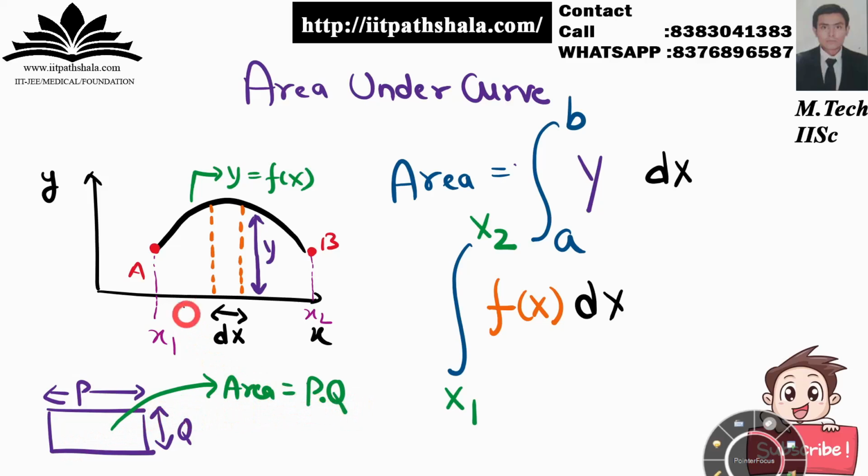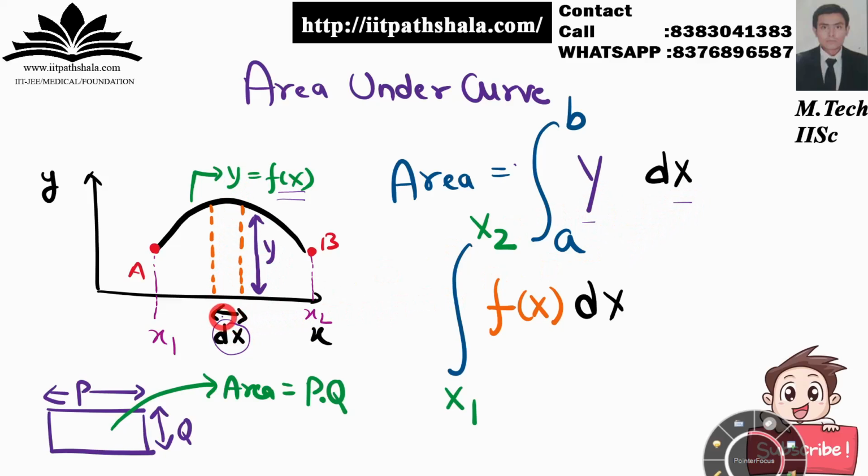Fine with that? So now this is your curve. As you can see on the screen, I'm taking a small strip over here which has a width of dx. Now I'm taking the length as y. The length of the strip is nothing but y, and y is equal to f of x. That y is nothing but a function of x. So the area will be equal to y into dx.